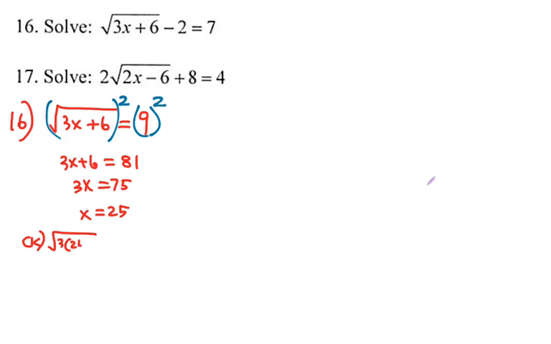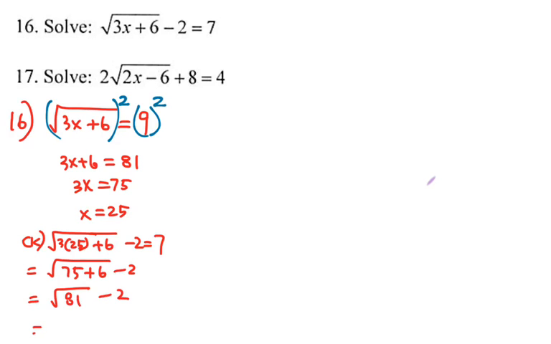So then the square root of 3 times 25 plus 6, minus 2, equals 7. Alright, so that's what we end up getting. 75 plus 6 is equal to 81, minus 2. But that means 9 minus 2, which is equal to 7. So it works. How about number 17? Number 17 is seemingly a little bit more complicated.